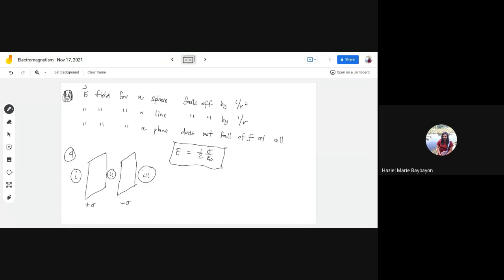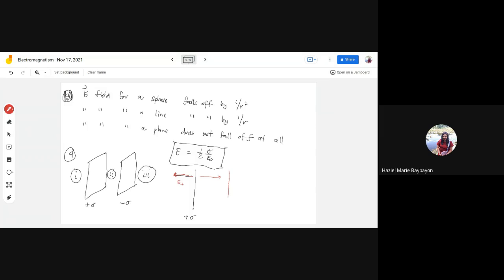All right. Now take note that the positive plate produces electric field that is equal to this one but is pointing away from it. Okay, so for example, ni siya ang side view sa imong plate. So if this is your positively charged plate, then ang iyang electric field is pointing away from it. So this is the electric field pointing away from it.